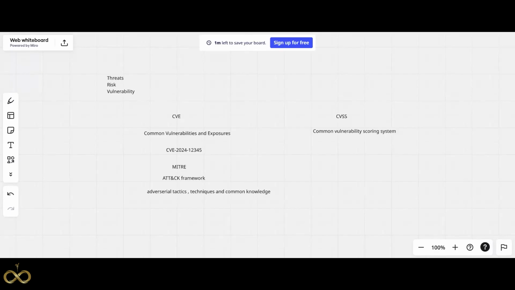Now, what part does CVSS play here? CVSS is an industry standard to calculate the severity of your vulnerability, how dangerous that vulnerability is. That is calculated by CVSS. It is going to measure how critical or how severe that vulnerability is. Think of it like your exam marks. Every vulnerability will get a score.